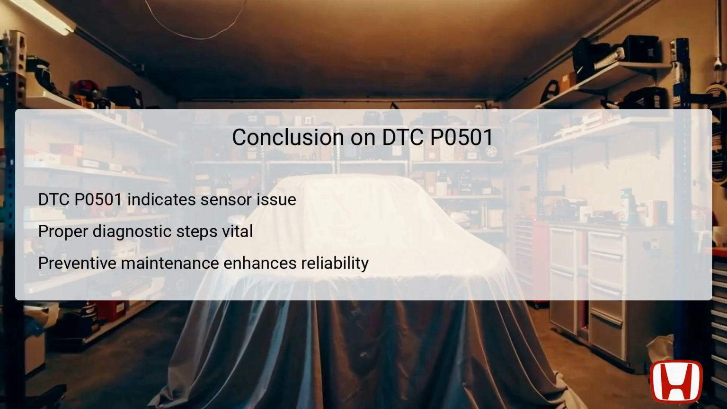In conclusion, DTC P0501 signifies an issue with the CVT speed sensor circuit, which can lead to critical performance problems in Honda Civic models from 2022 onward. It is essential to follow proper diagnostic procedures to accurately identify and resolve the underlying issue causing this DTC. Understanding the components involved, alongside meticulous inspection and testing, can greatly enhance the effectiveness of repairs.